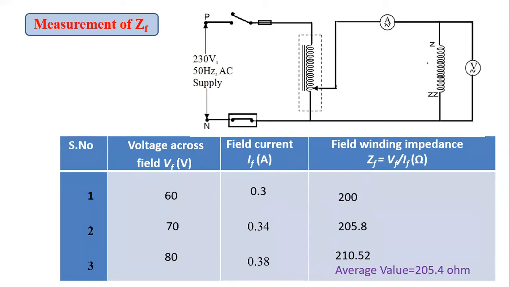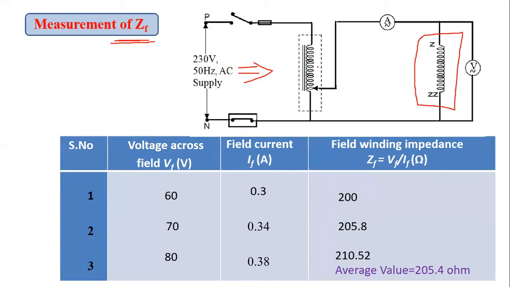Right? But coming to the inductance part, it is not possible directly. So we apply AC voltage to the field winding, and first we check the impedance. Once we know the impedance and resistance, then we can identify the reactance. From that we can identify the L value. So first we will measure the impedance ZF, the field winding impedance. For that we are applying the AC supply to the motor field winding.